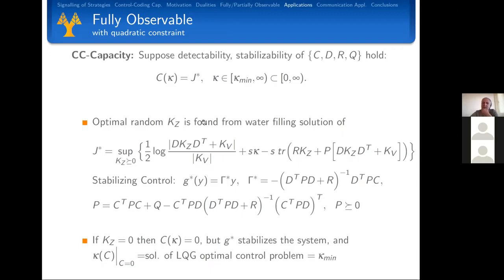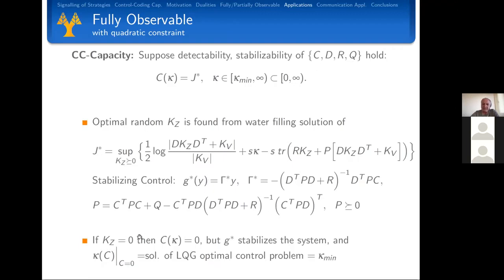So what this gives us is that an achievable rate is given by this quantity, which is the solution of this optimization problem. So this is the asymptotic problem. The difference between the stochastic control problem and this problem is that you also have this extra term here, which has to do with rate. The stabilizing controller is this, and this is your Riccati equation, and that's why you need detectability and stabilizability, so that you have a unique stabilizing non-negative solution to this Riccati equation.